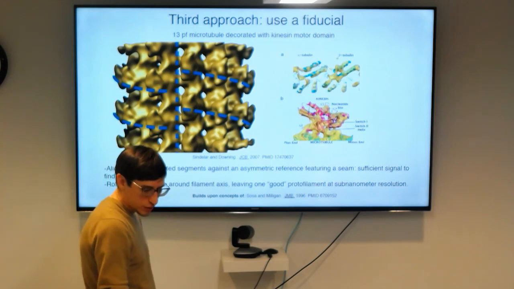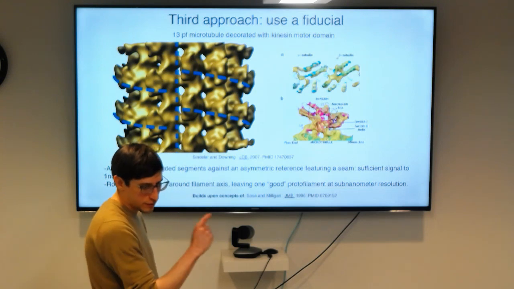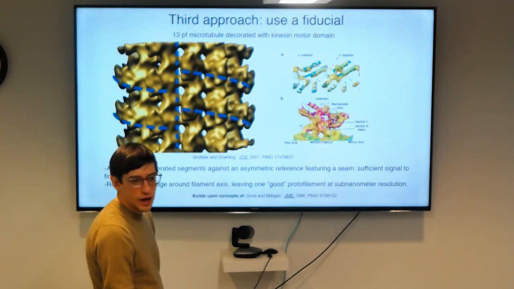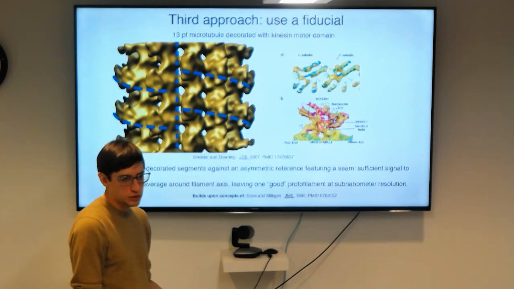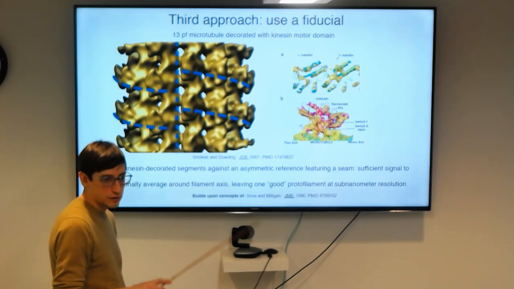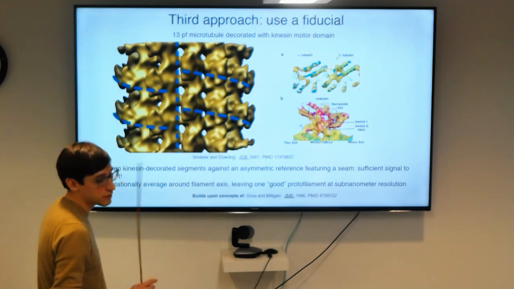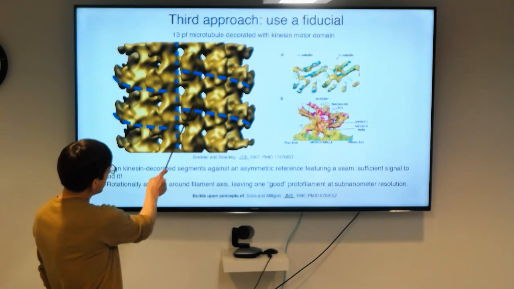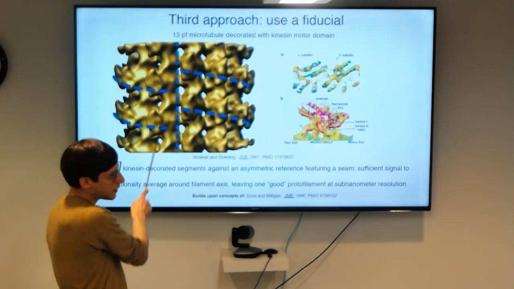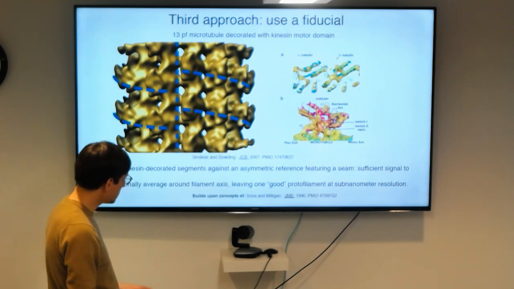What was then recognized is that perhaps we could distinguish alpha and beta tubulin apart by placing some sort of fiducial marker on the microtubule that actually recognizes the dimer. And it just so happens that nature has made such a fiducial for us. There are a lot of microtubule binding proteins that do recognize the dimer, and one that has been prominent in the history of microtubule analysis is kinesin. The kinesin motor domain binds at the center of the alpha-beta tubulin dimer and gives you a nice fat mass that you can use to actually distinguish alpha and beta tubulin.